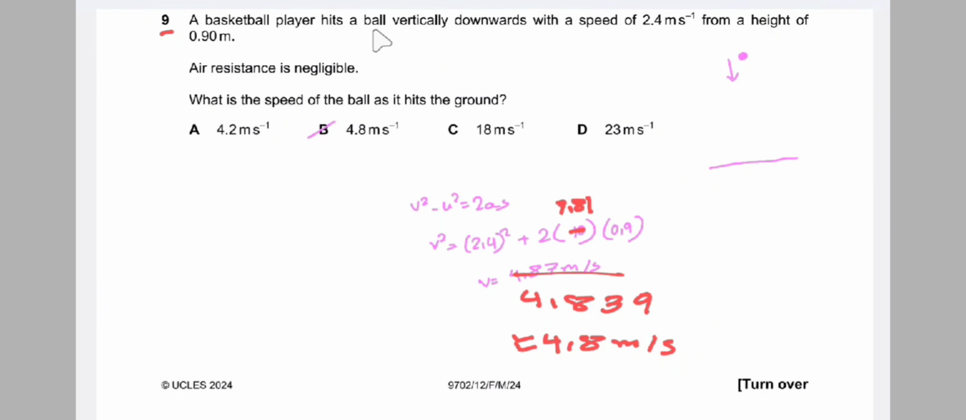A basketball player hits a ball vertically downwards with a speed of 2.4 meter per second. Initially it has a speed of 2.4 meter per second from a height of 0.9 meter. The air resistance is negligible. What is the speed of the ball as it hits the ground? So we need to find the speed as it hits the ground.